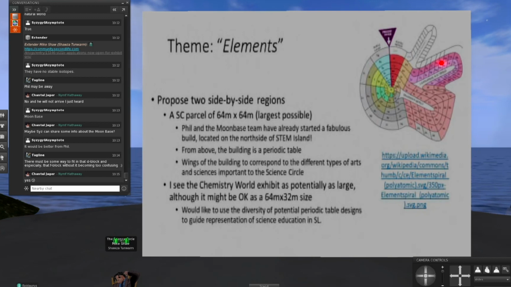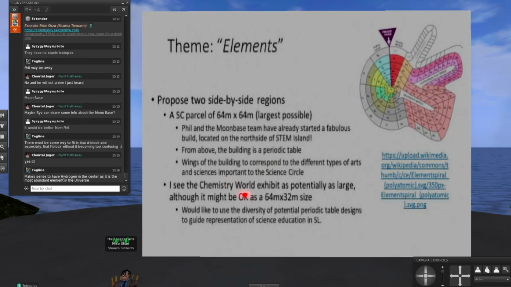So the Science Circle side of things is actually pretty well organized and pretty well underway. The Chemistry World side of things, I'm still developing to some extent.